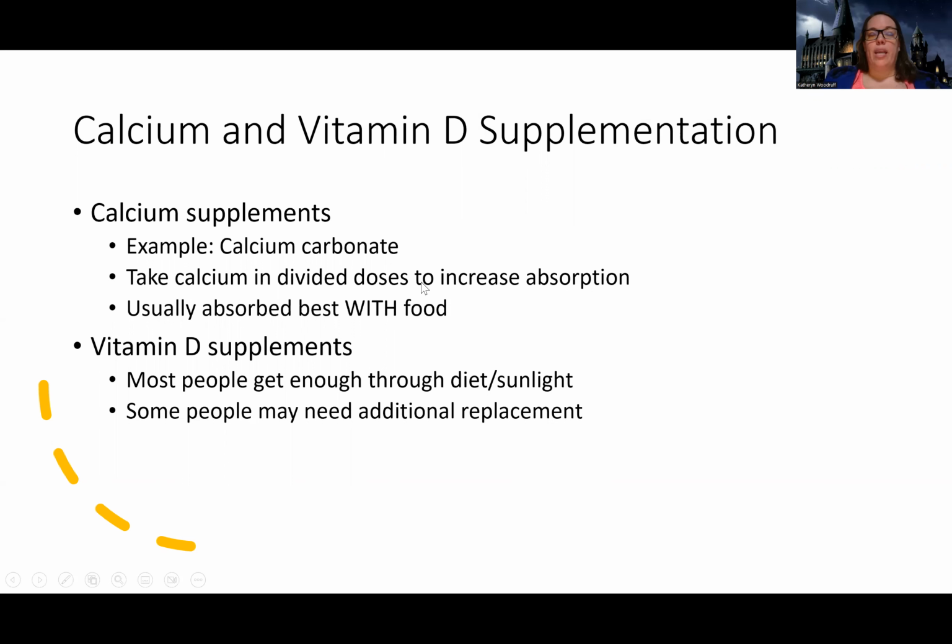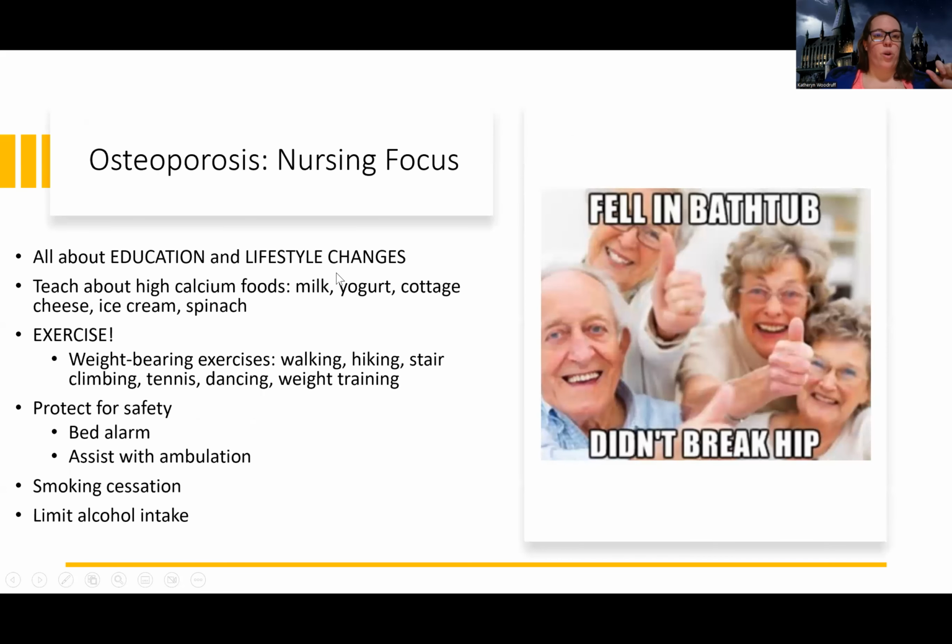Now, most people can get their vitamin D from sunlight and through basic stuff they're eating in their diet, but some people may need additional replacement. So just keep that in mind, because calcium can't be well absorbed without vitamin D. They're the two brothers from another mother that need to be together to work.